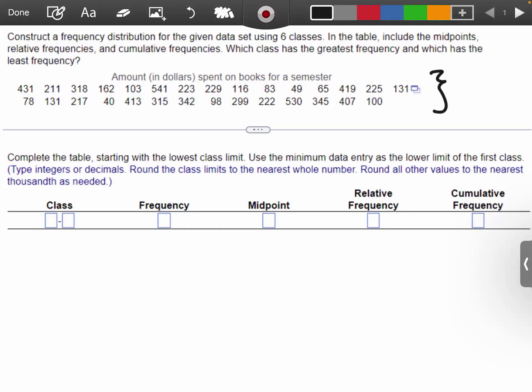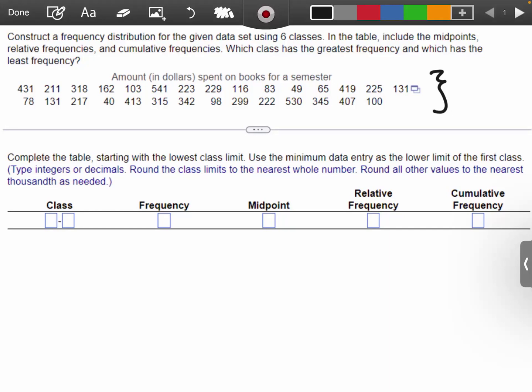So instead of just looking at each number individually, we're going to group the numbers into what are called classes, and each class needs to be exactly the same width. So if the first group goes from 10 to 20, then the next group would also have that same width. So the next group might go from 21 to 31, etc.